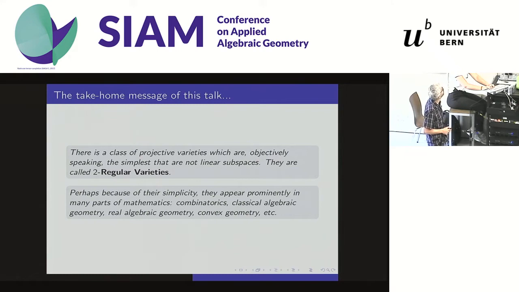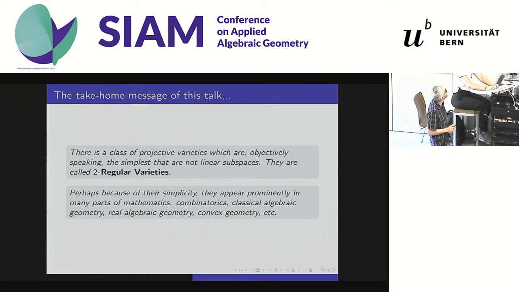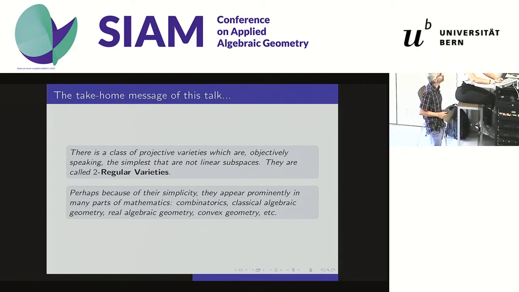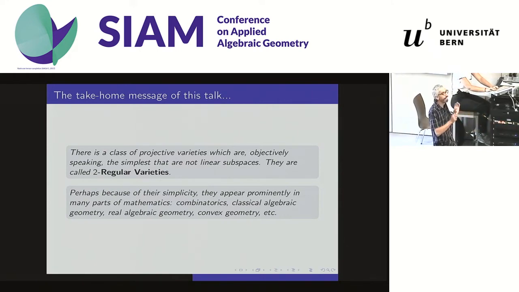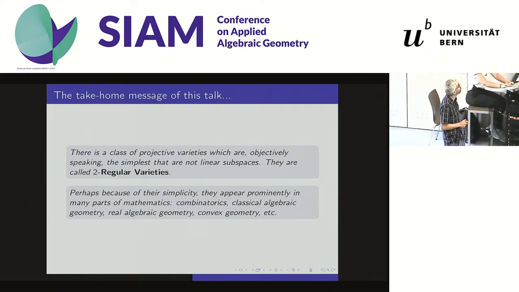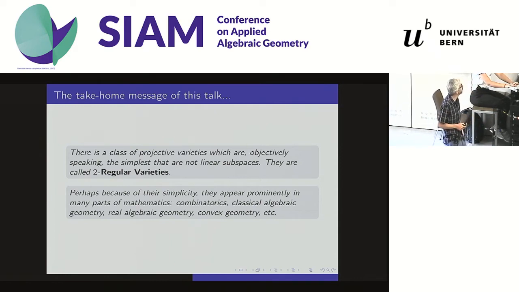So the first idea is that there is a class of projective varieties which are, objectively speaking, the simplest that are not linear subspaces. So the simplest varieties are certainly linear subspaces. These ones are the next simplest. And they are called two regular varieties. Maybe they have a naming problem, and this is why they are not as popular as they should be. But this is the name. There are two regular varieties.